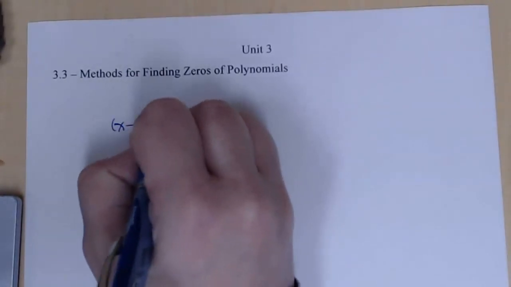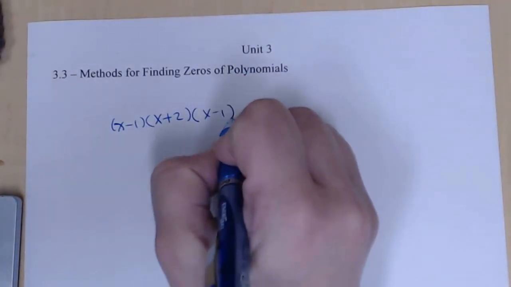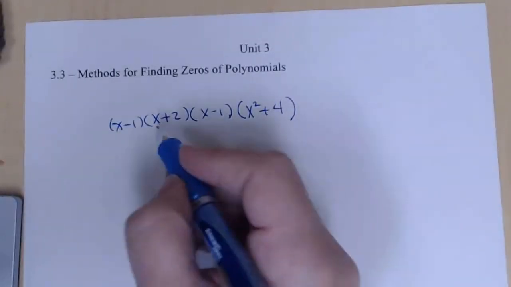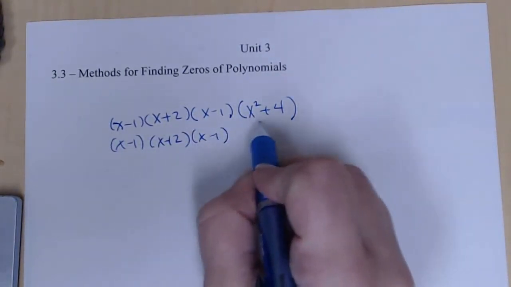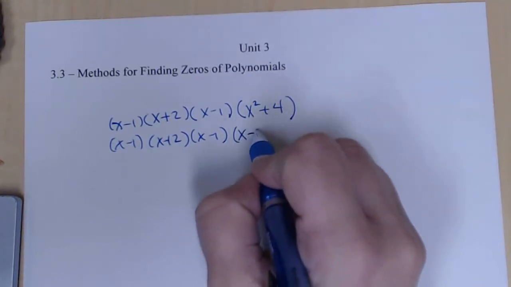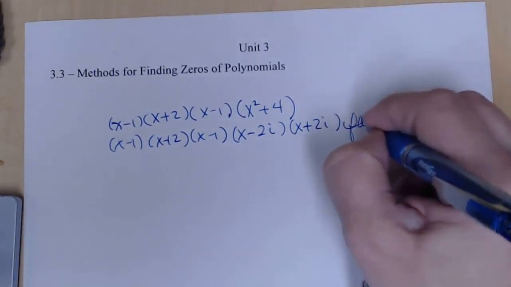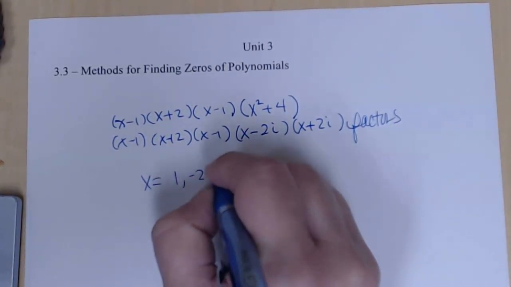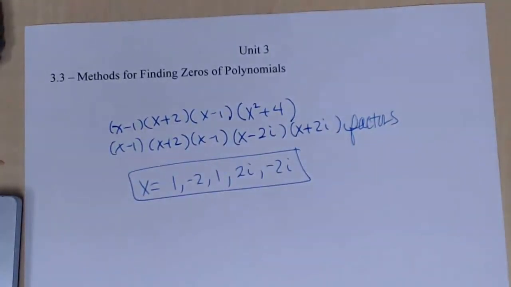So let's see. I have my first 0 of x minus 1. My second, which was x plus 2. My last one was another x minus 1, and it gave me a result of x squared plus 4. I can factor this thing. x minus 1 is good. x plus 2 is good. x minus 1 is good. x squared plus 4 goes back to the very start of our page. That factors into x plus 2i and x minus 2i. So this would be my fully factored form. So my zeros would be 1, negative 2, 1, 2i, and negative 2i. So I got my 5 zeros of this function.